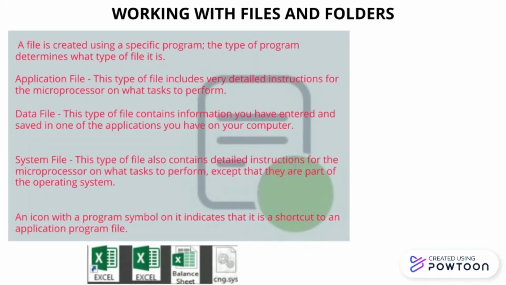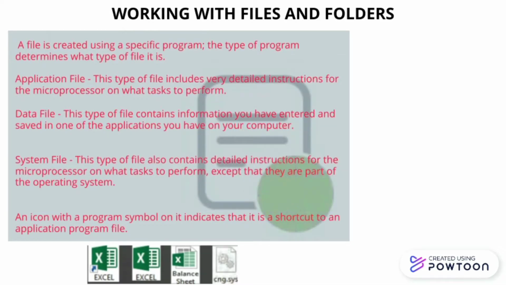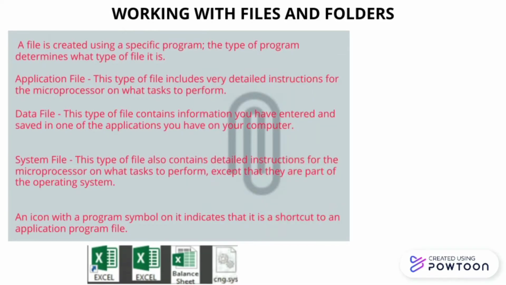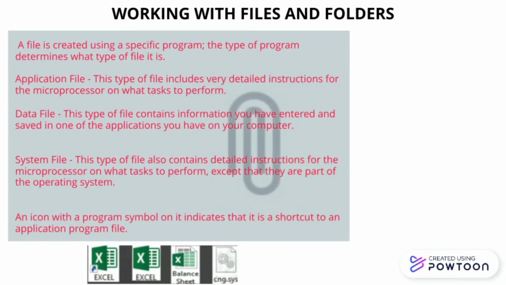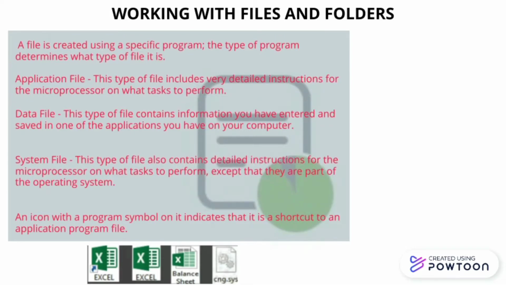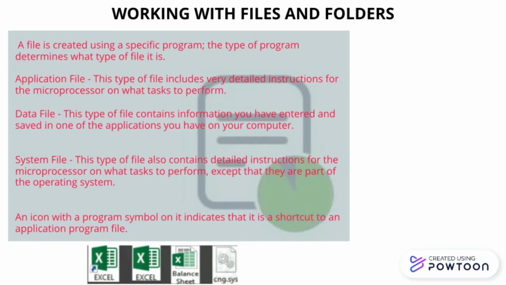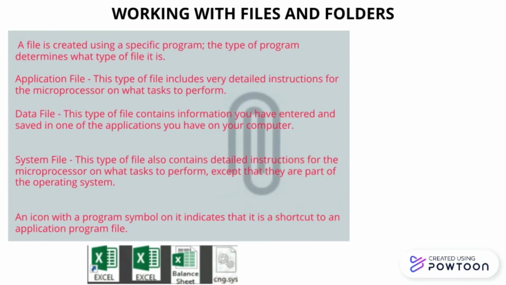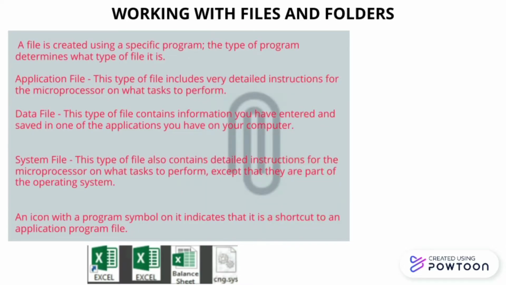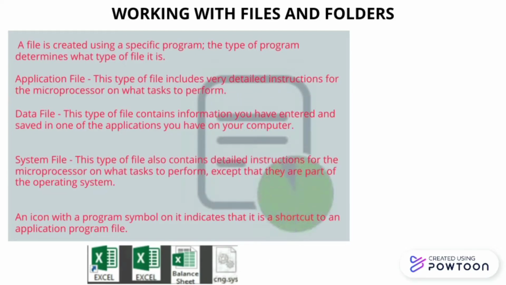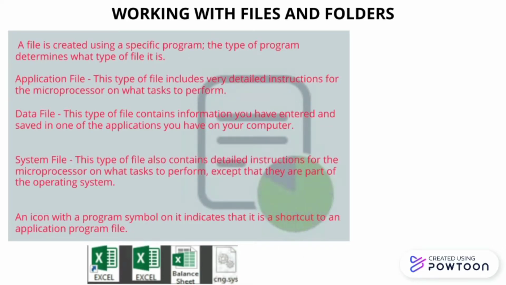The scroll box is also called a thumb or an elevator. A file is created using a specific program. The type of program determines what type of file it is. Application file. This type of file includes very detailed instructions for the microprocessor on what tasks to perform. Data file. This type of file contains information you have entered and saved in one of the applications you have on your computer. System file. This type of file also contains detailed instructions for the microprocessor on what tasks to perform, except that they are part of the operating system. An icon with a program symbol on it indicates that it is a shortcut to an application program file.